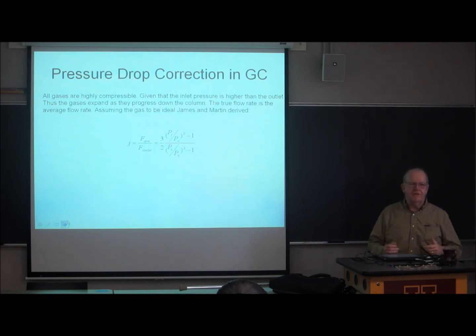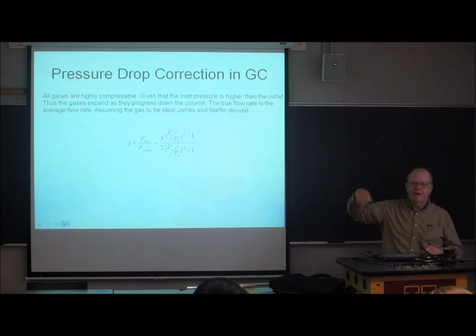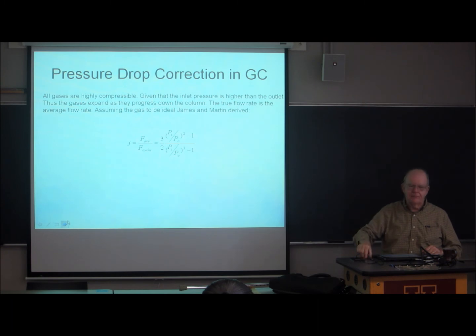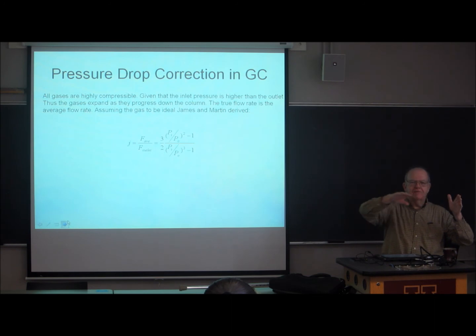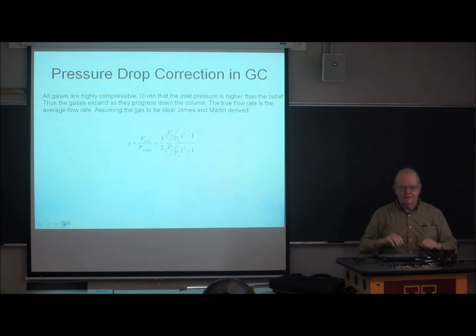In a liquid it's easy because it's incompressible. You can measure the flow rate at the exit of the column and use that. And the error involved is minuscule. It may be a few tenths of a %. But in GC the error is quite significant because of its compressibility. So the actual flow rate that you should be using is the average flow rate. So you have to average the flow rate from the inlet of the column to the exit of the column.